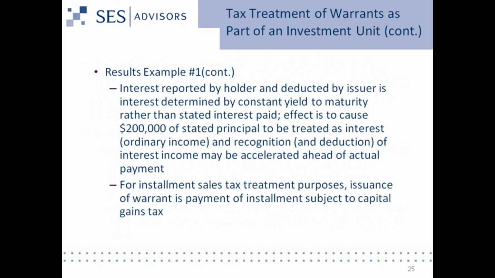And so for installment sales purposes, simply the warrant is treated as a payment of an installment and is subject to capital gains tax. So in fact, we pay capital gains on the $200,000 of the warrant up front, and then we convert $200,000 of the principal to interest. So essentially we've added $200,000 to the overall stream of taxable payments we're going to receive.